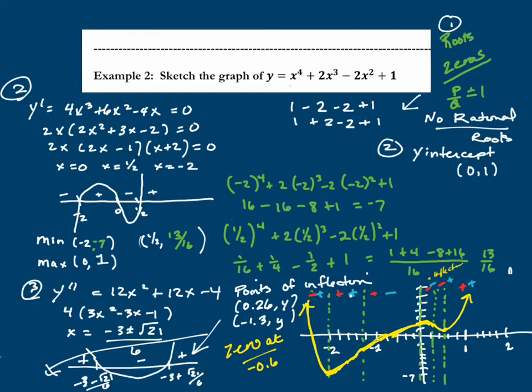Okay guys, this graph is a little bit harder, actually a lot harder. We have a fourth degree, and the first thing I tried to do was find the roots, and it doesn't factor by grouping, so I went P over Q, tried 1 and -1, neither work. So if there's no rational roots, they're going to be irrational, and the only way to find them would be on a calculator.